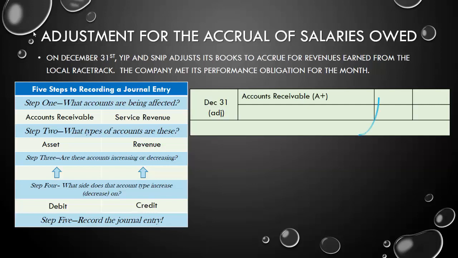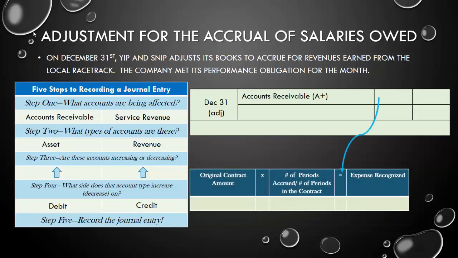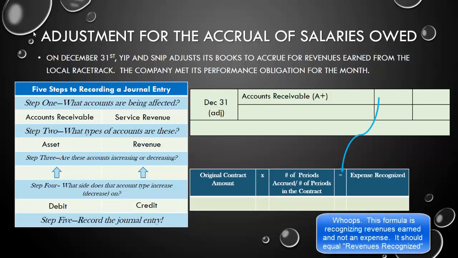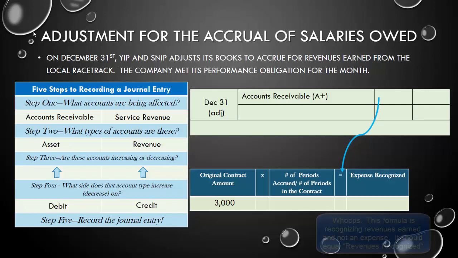For how much? Again, there's a lot of different methodologies you could possibly have to recognize revenues on a contract. Let's keep this simple for right now. And let's just assume that all of our performance obligations are going to be met evenly over the entire life of the contract, which means if we take the original contract amount, which was $3,000, and multiply it by the number of periods that we are accruing or recognizing revenue for over the number of periods in the contract, we should get the amount of revenue we can recognize during the period.